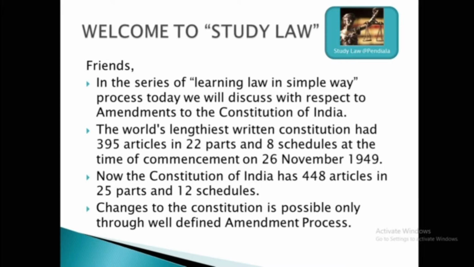Today we are going to discuss amendments to the Constitution of India. The world's lengthiest written constitution had 395 articles in 22 parts and 8 schedules when the Constitution commenced on 26 November 1949. Now the Constitution of India has 440 articles, numbering up to the 395 articles with different clauses, in 25 parts and 12 schedules.